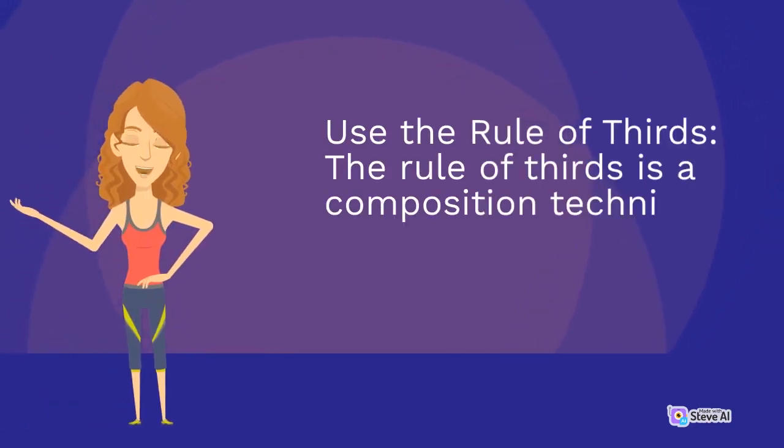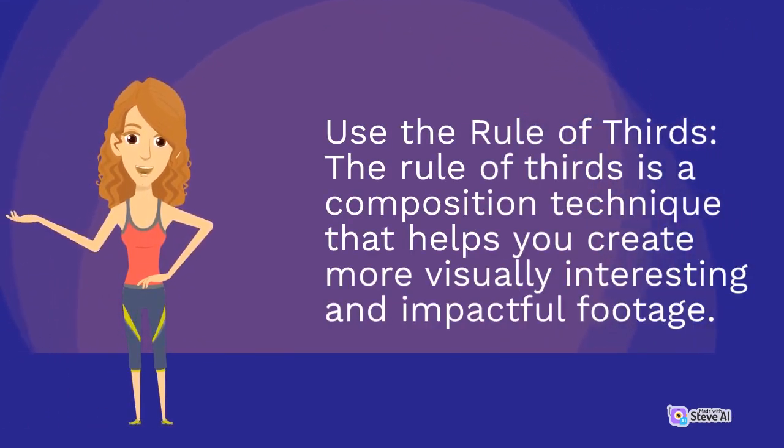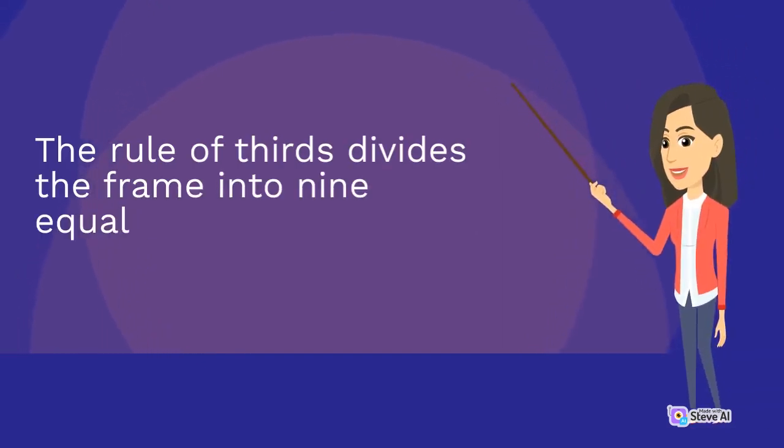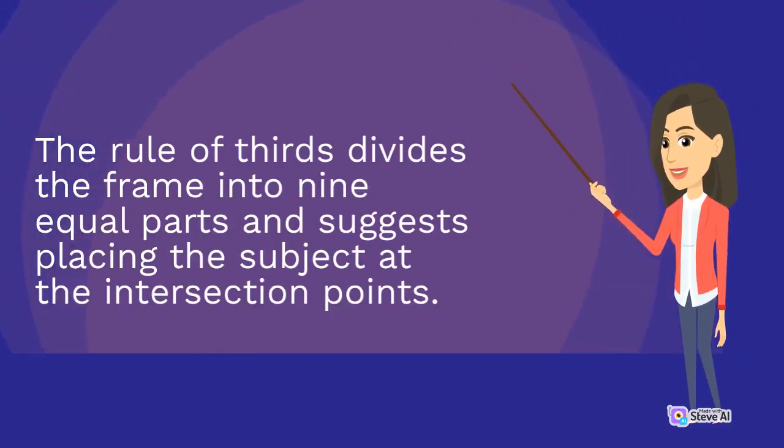Use the rule of thirds. The rule of thirds is a composition technique that helps you create more visually interesting and impactful footage. The rule of thirds divides the frame into 9 equal parts and suggests placing the subject at the intersection points.